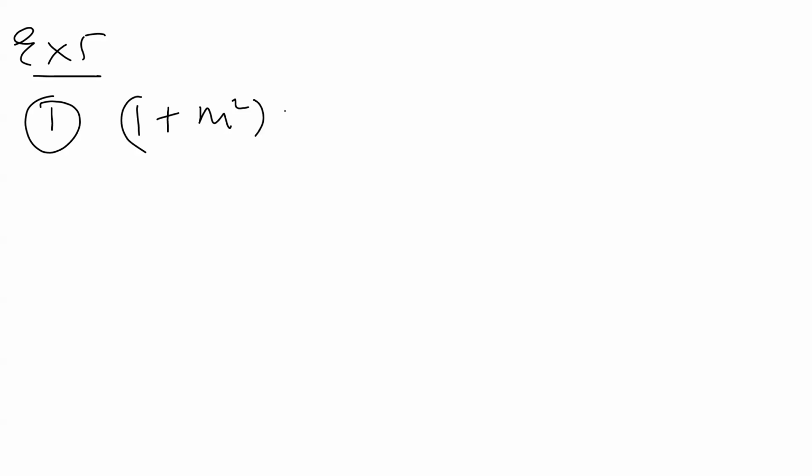We are starting with exercise 5 of quadratic equations. Question number 1. They have given (1 plus m square) into x square plus 2mcx plus c square minus a square equal to 0.